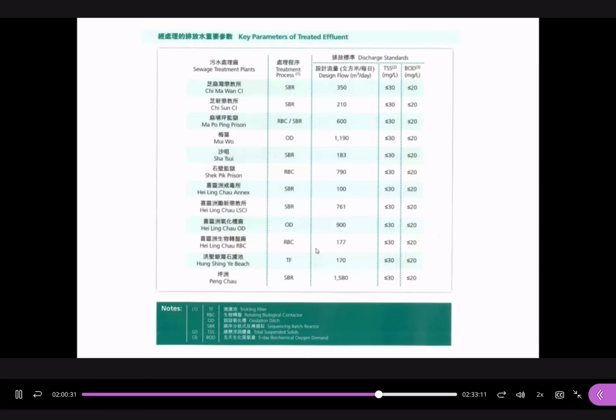And also in some other isolated areas like correctional facilities, etc. SBR. Look at the treatment capacity, a few hundred cubic meters per day. It's a very small flow rate. Oh, not flow rate, there's no flow. It's kind of capacity.